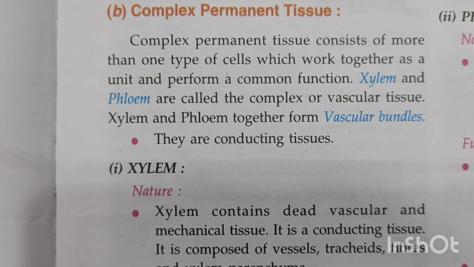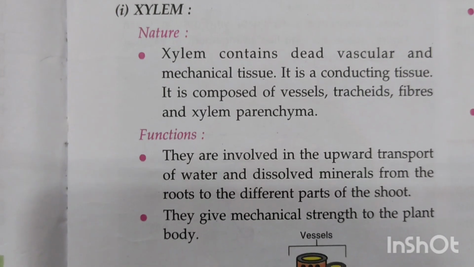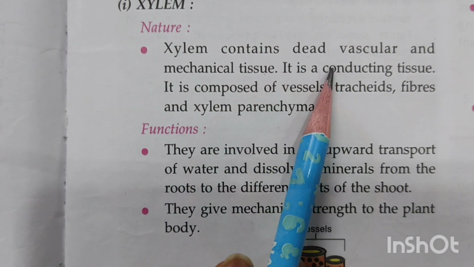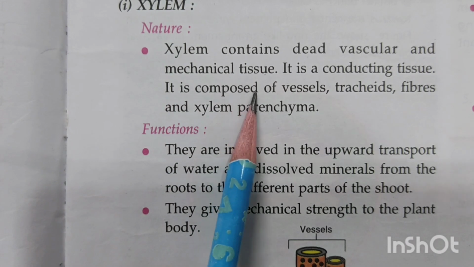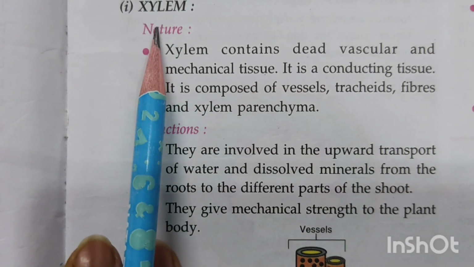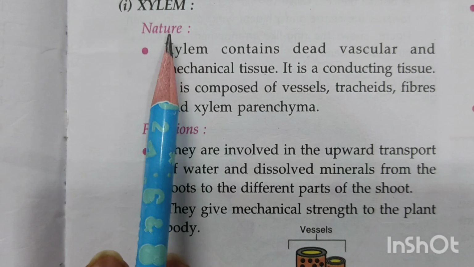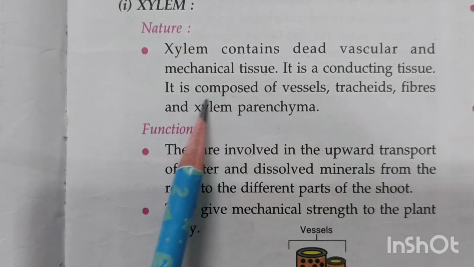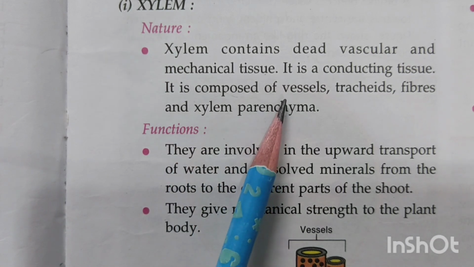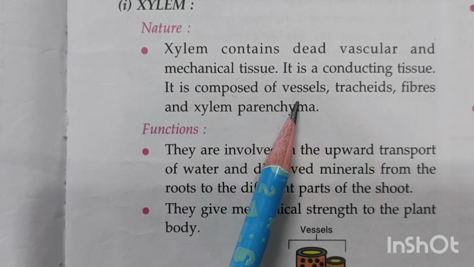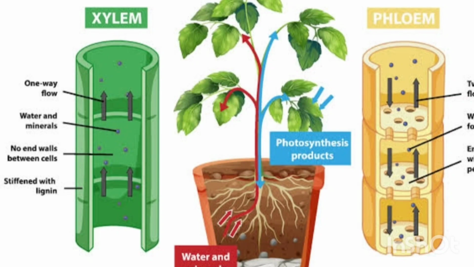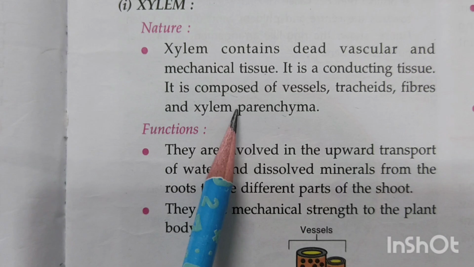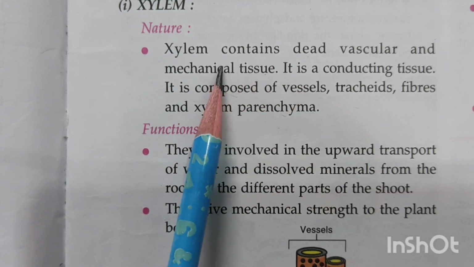So we begin with the first one, that is xylem. The nature of xylem is that it contains dead vascular and mechanical tissue. Now all the cells in xylem are not dead, children. It contains living and dead cells together. It is a conducting tissue. Now it is composed of four different types of cells, children, that are known as the vessels, tracheids, fibers and the xylem parenchyma. So these are the four different types of cells that are present in a xylem tissue.